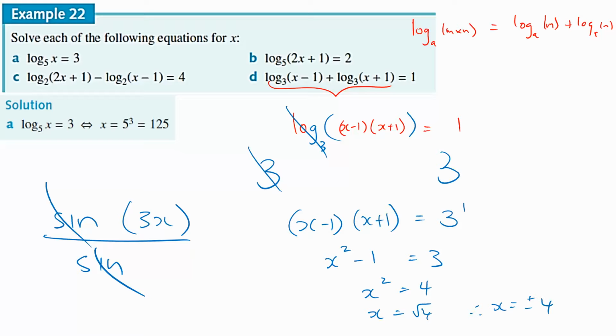There's a problem to this one though. x can only equal 2. Can anyone tell me why? Because you can't have a negative. Why can't you have a negative? Because it can't cross the 0 line. Sorry? Oh, sorry, it's 2. Thank you. Why can't you have a negative?